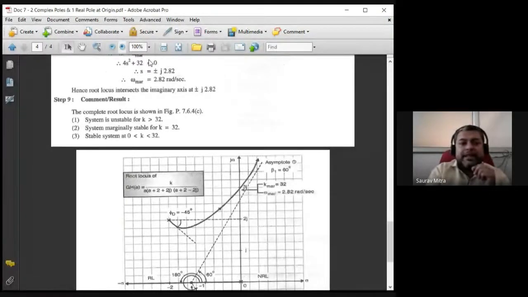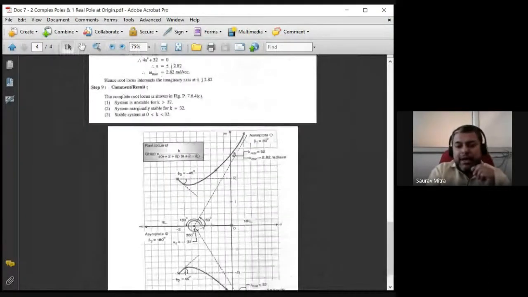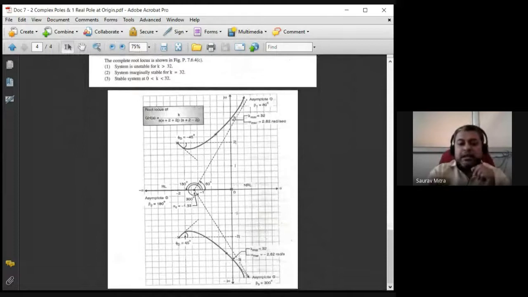But the main trick in this case is not K marginal or omega marginal. The main trick in this numerical is to find out what is phi d for both the complex pole positions, and how to connect that with the K marginal and omega marginal.